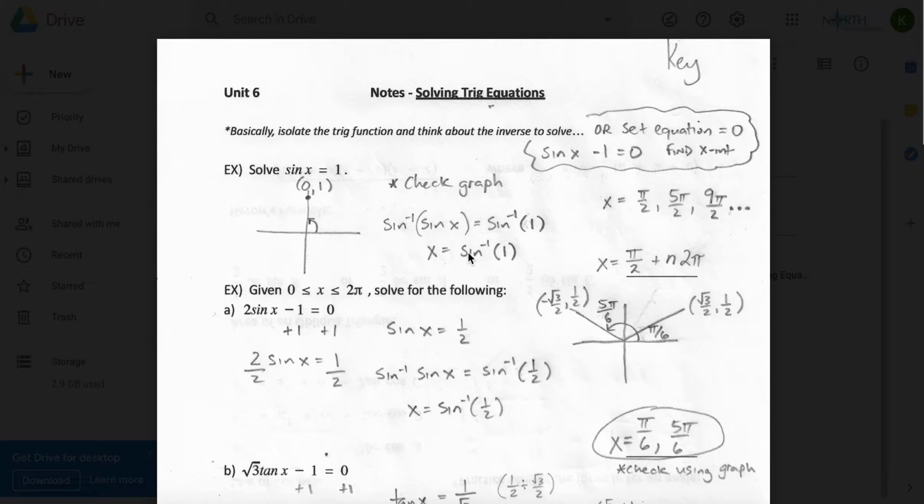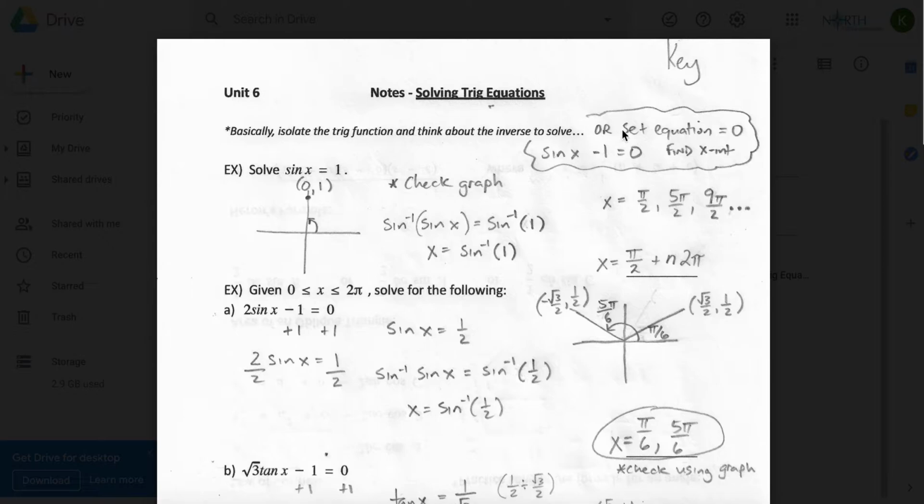Algebraically, basically you can think about isolating a trig function on one side and moving everything else over to the other side. And then you can inverse your trig equations to solve for your variable.